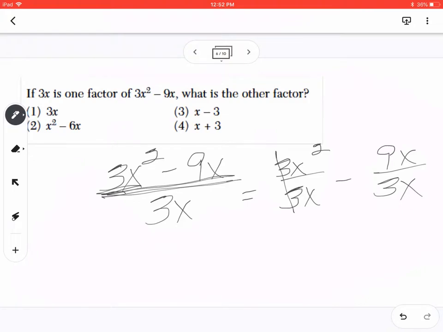3 divided by 3 is going to cancel to be a 1. X squared divided by x is x. Bring down the minus sign. 9 divided by 3 is 3. The x's cancel out. The other factor must be x minus 3, therefore.